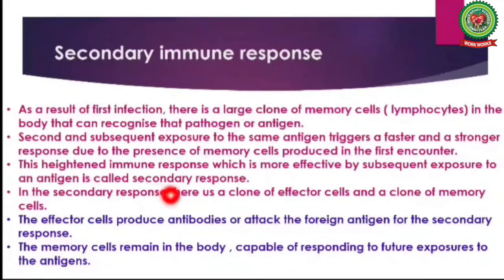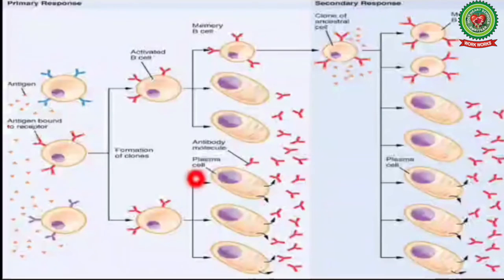In the secondary response, there is a clone of effector cells and a clone of memory cells. The effector cells produce antibodies or attack the foreign antigen for the secondary response, and the memory cells remain in the body, capable of responding to future exposures to the antigens. So here, a picture which is showing a difference between a primary response and a secondary response.